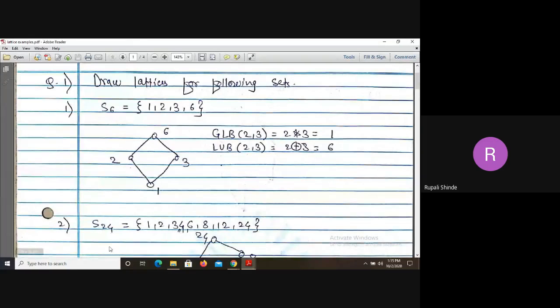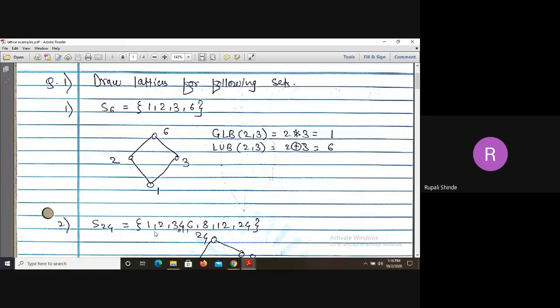Likewise the next example was given as S24. Here we have to find all the divisors of 24. I have listed the divisors as 1, 2, 3, 4, 6, 8, 12 and 24. Now you have to try for the lattice. Take 5 minutes and draw the lattice for this example. Again, consider each and every pair of elements and check whether there exists only one greatest lower bound and least upper bound. Then we can decide whether the lattice we have drawn is correct or not.